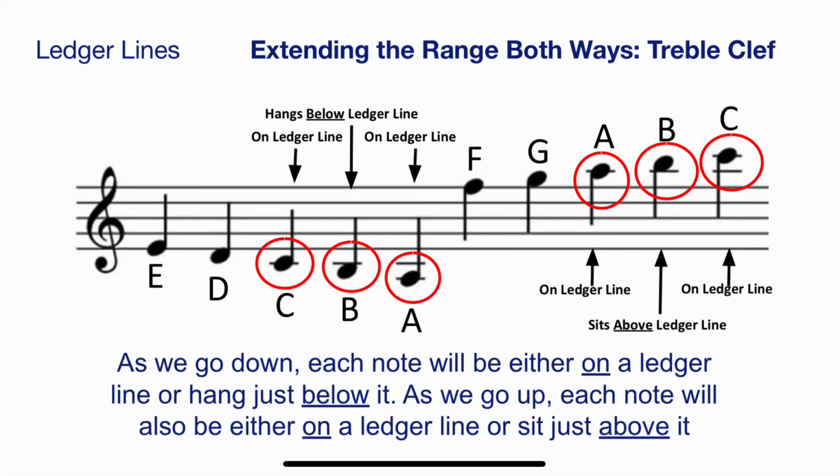As we go down from the staff, each note will either be on a ledger line or hang just below the ledger line. As we go up from the staff, each note will either be on a ledger line or sit just above the ledger line.